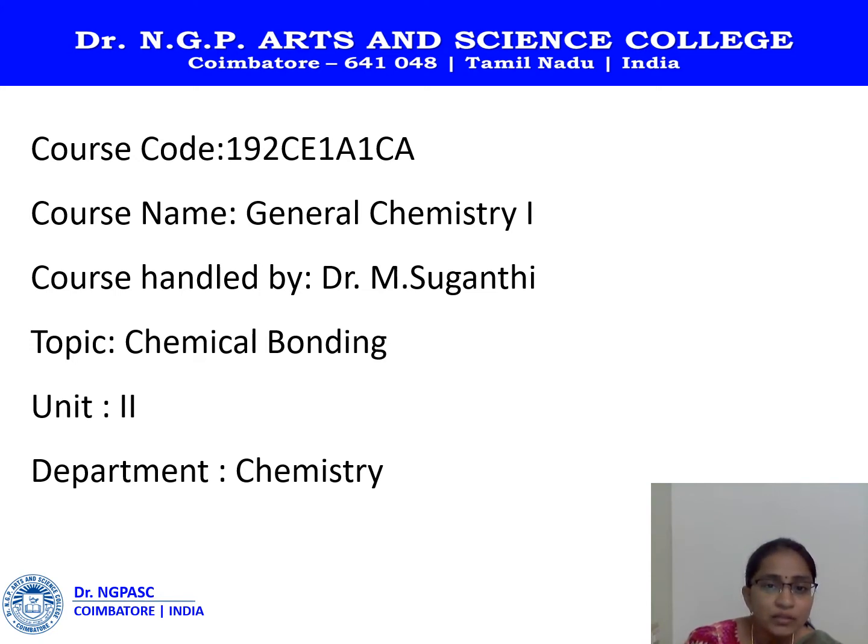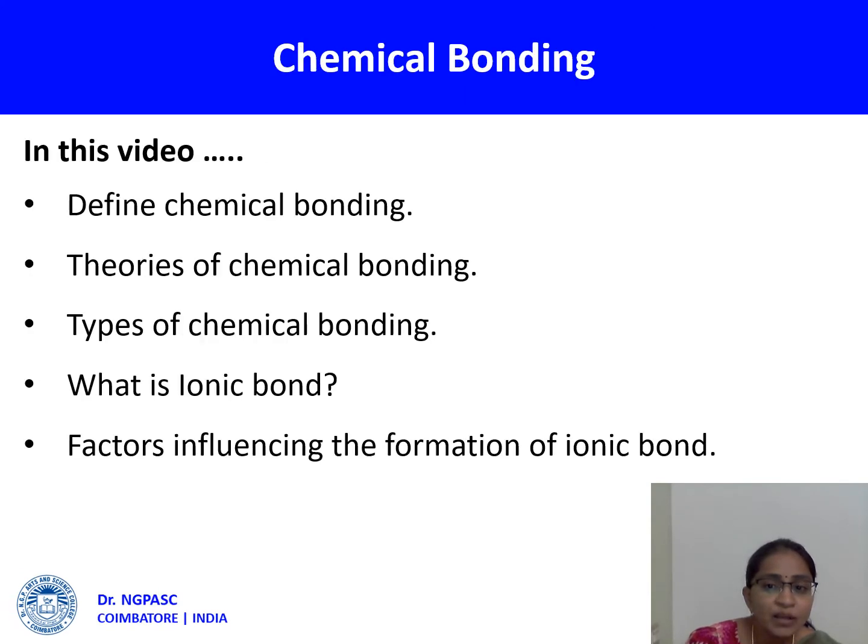Today we will discuss the course General Chemistry 1, Unit 2, Chemical Bonding. Content of this lecture: define chemical bonding, theories of chemical bonding, types of chemical bonding, what is ionic bond, and factors influencing the formation of ionic bond.